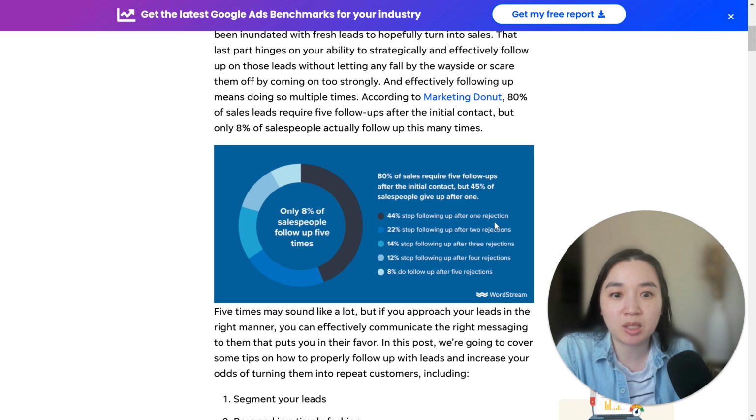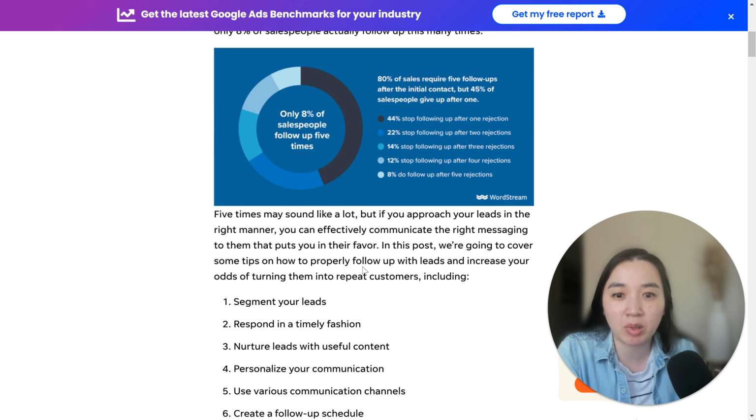But yeah, I'd be curious, because if someone says no, they're not interested, the likelihood that they're going to convert if you keep reaching out to them is going to be very low, because they're probably just going to get annoyed at that point.